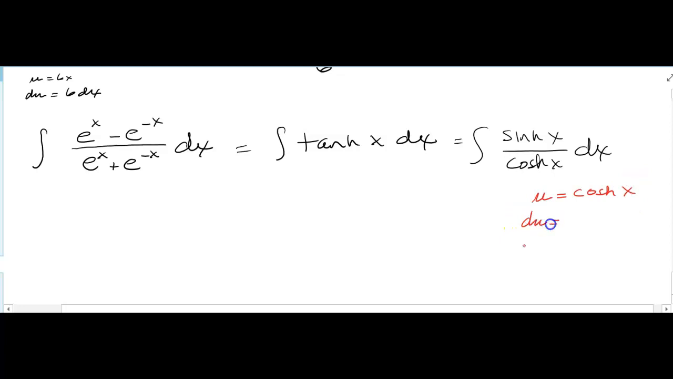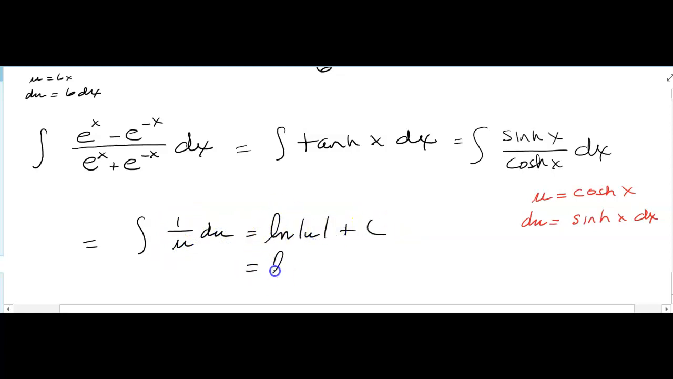So du over dx is actually, oh, the derivative of cosh is sinh. Yeah, so this whole integral simply looks like 1 over u du. You know 1 over u du, it's ln of u plus c. You got to put your u back in. Look at that. So much easier than the way we did them in calc.